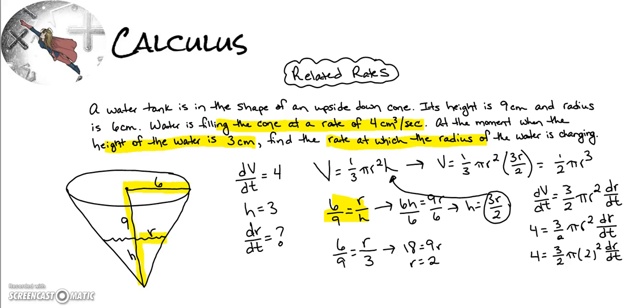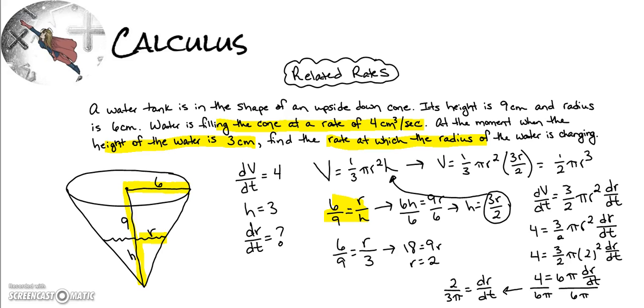So now if I finish solving, this is going to be 4 equals 3 halves times 4, which equals 6 altogether. So 6 pi dr/dt. And just divide by 6 pi on both sides. So we have 2 over 3 pi equals dr/dt.